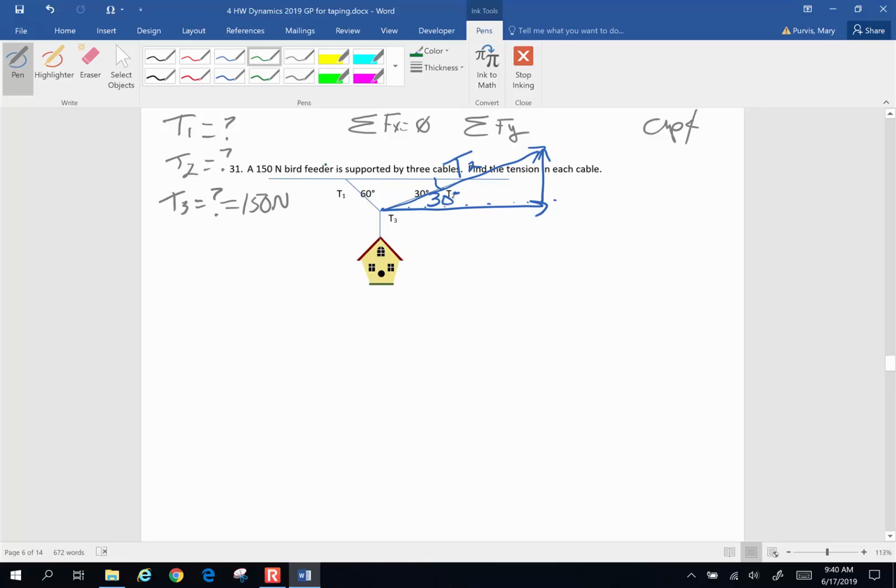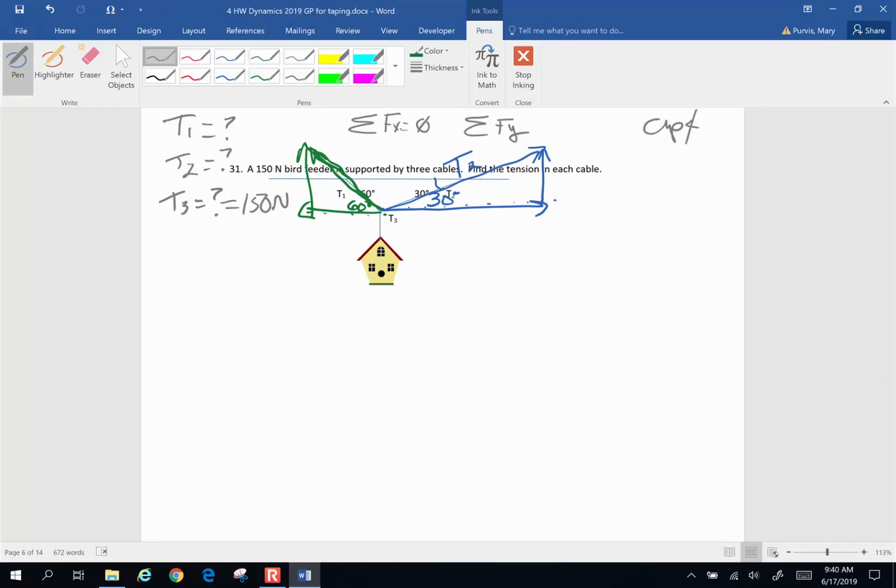T1, excuse me, is going to be up and to the left. And again, alternate interior angles. If that was 60 degrees, that means this is going to be 60 degrees. We are going to have a force up, and we're going to have a force to the left.